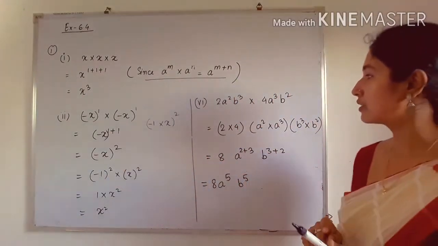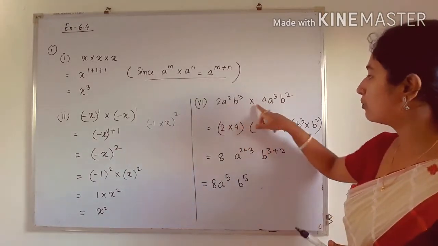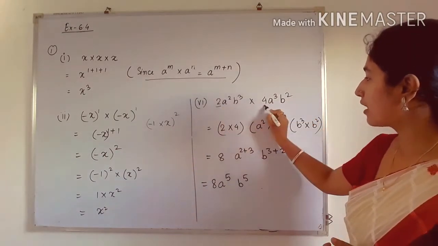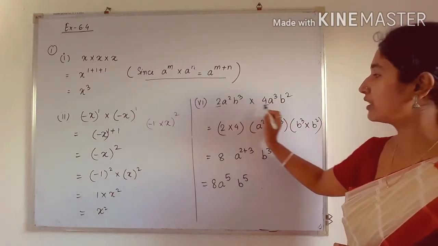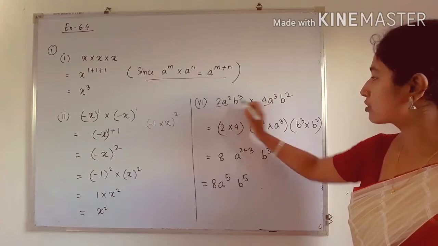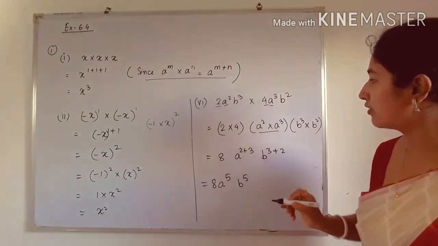Next is number 6. See here, 2a square b cube into 4a cube b square. So first of all you have to take out the numbers, because we can multiply the numbers very easily. You know the table. So 2 into 4. Next, a square into a cube. I have collected the variables.